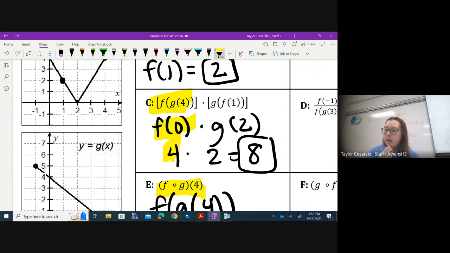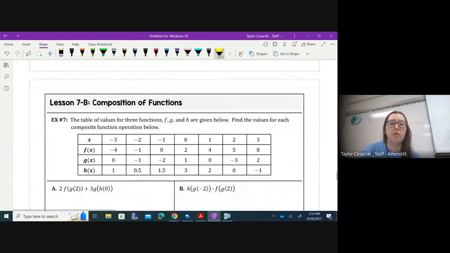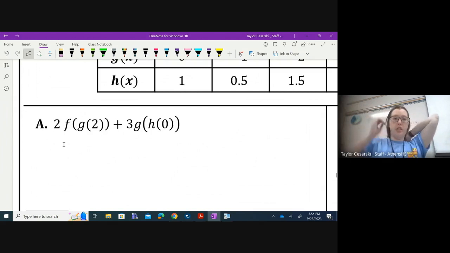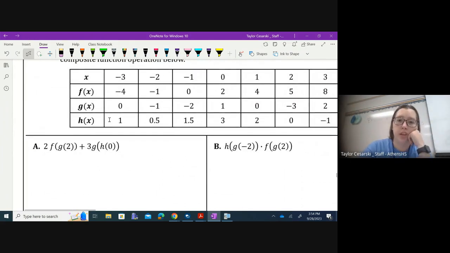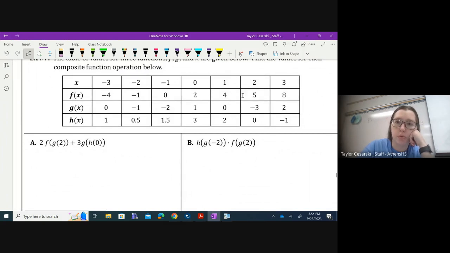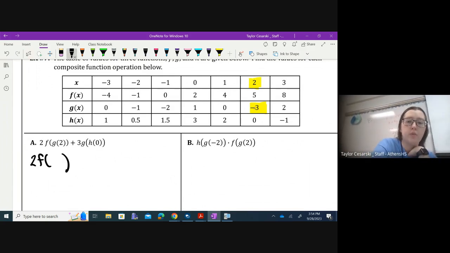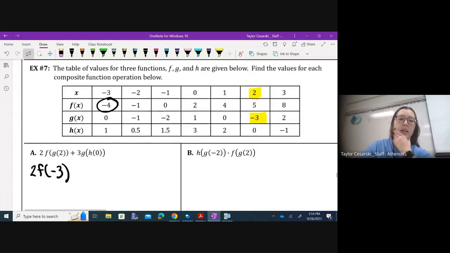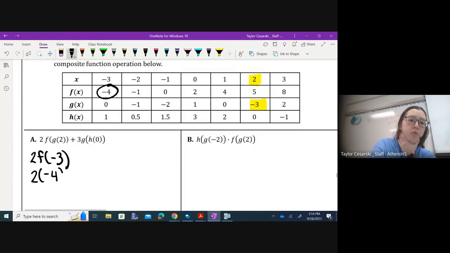All right, let's go ahead and jump then to 7b that says composition of functions. We're now going to do the same thing but from a table. Again, just break it down step by step. Okay, so if I look at this one here, I see 2f of g of 2. So I'm going to start with the inside, g of 2. Reading this table, g of x when x equals 2 gives me negative 3. This is the part I'm looking at, g of 2. So then I have 2f, and we said g of 2 was negative 3. I'm going to keep moving down on that same one. F of negative 3 is negative 4. So I have 2 times negative 4, which is negative 8.